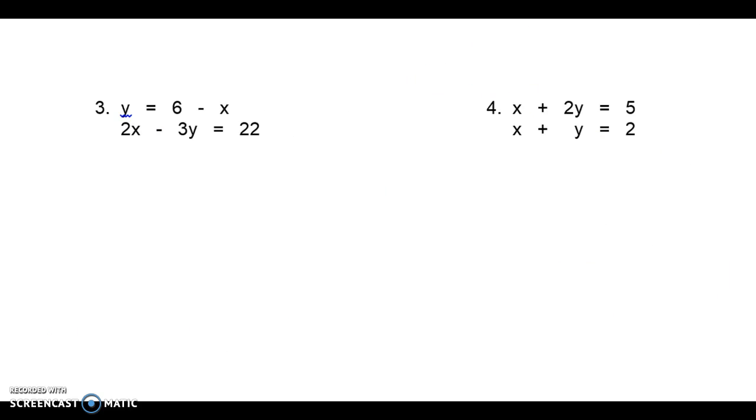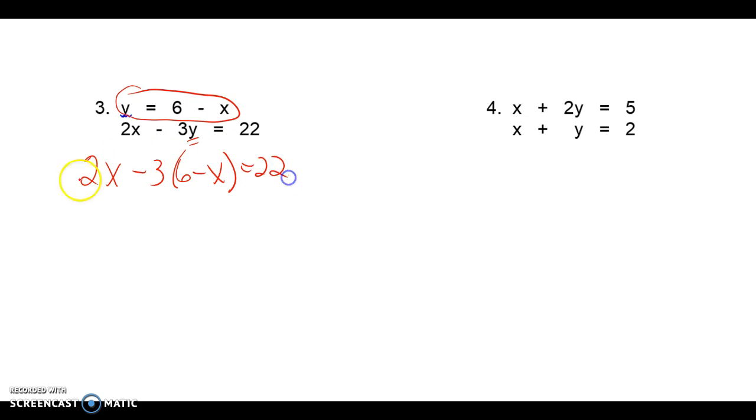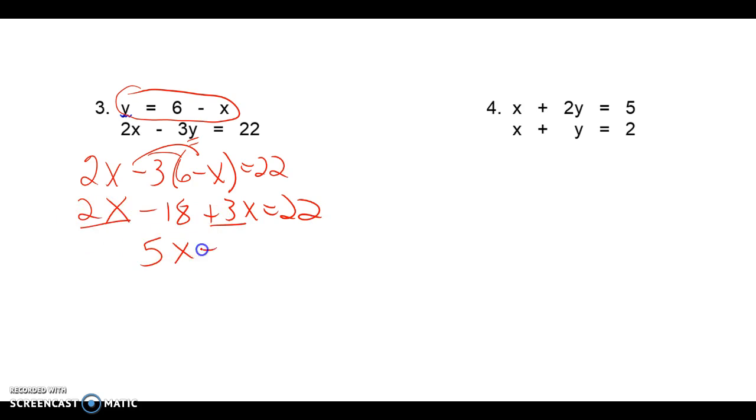All right? Let's look at number 3. They have already solved for y in this equation. So wherever there's y in the second equation, I'll substitute this quantity, 6 minus x. 2 times 6 minus x, distributing, 12 minus 2x, plus 3x equals 22. Collect like terms: x plus 12 equals 22.